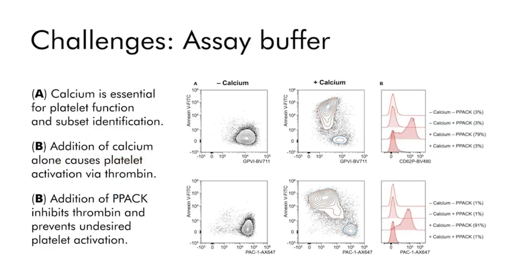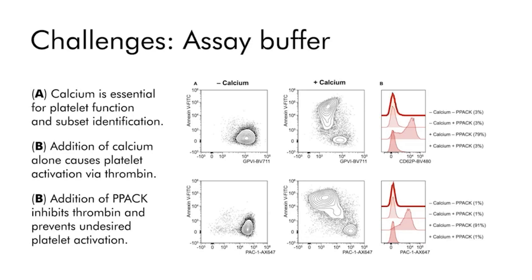So it's clear that calcium is essential for accurate phenotyping, but the addition of calcium alone activates thrombin and causes undesired platelet activation. So in order to prevent this, we include in the assay buffer the thrombin inhibitor, PPAC. So figure panel B, shown on the right, illustrates the effects of calcium and PPAC on markers of platelet activation, CD62P in the top histogram and PAC1 in the bottom histogram.